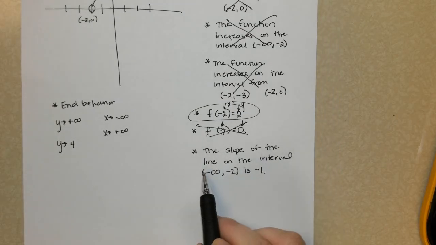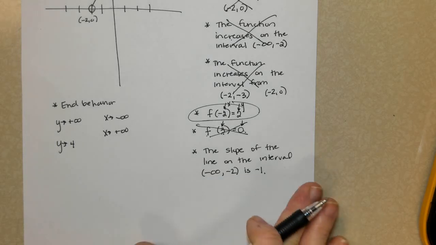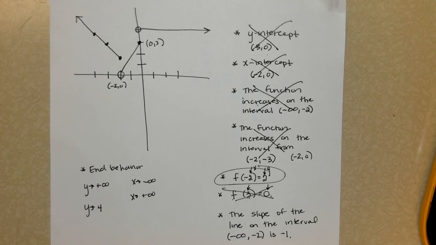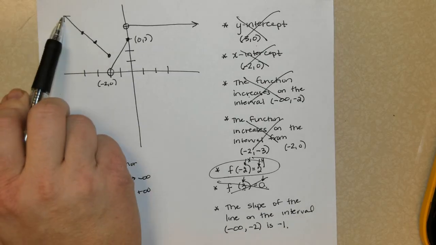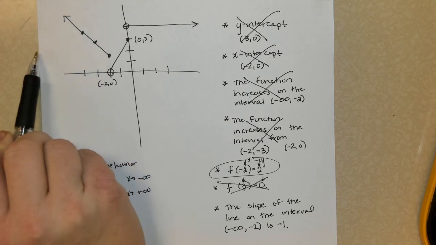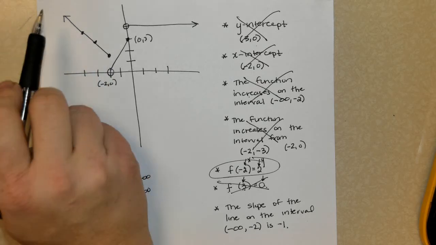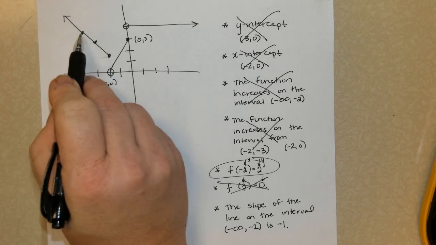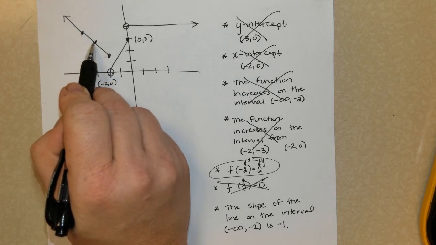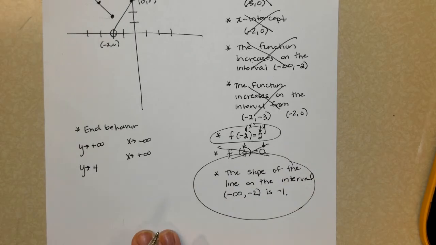The slope of the line on the interval from negative infinity to negative 2 is negative 1. This is the section we've already identified as being an interval from negative infinity to negative 2. Is the slope negative 1? You have to evaluate that from left to right. When it's getting intersection points, I go down 1 over 1, down 1 over 1. Down 1 is negative 1, over 1 is positive 1. Negative 1 over 1 is equivalent to negative 1. True statement.